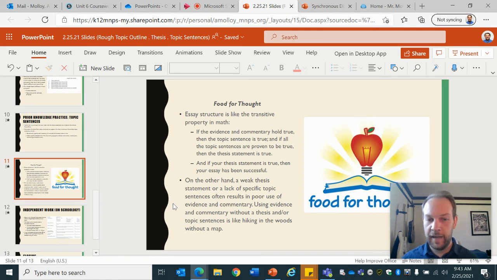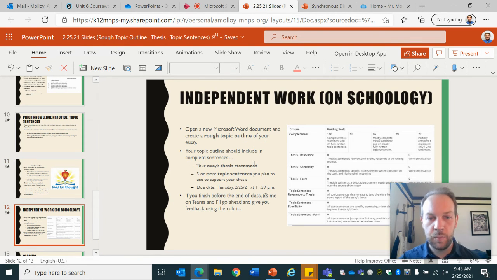And I compare that to hiking in the woods without a map. So there's that. Your independent work on Schoology, I want you guys to create a rough topic outline. Your rough topic outline is going to be pretty basic. It's just going to have your essay's thesis statement, and it's going to have 3 or more topic sentences that you plan to use to support your ideas.